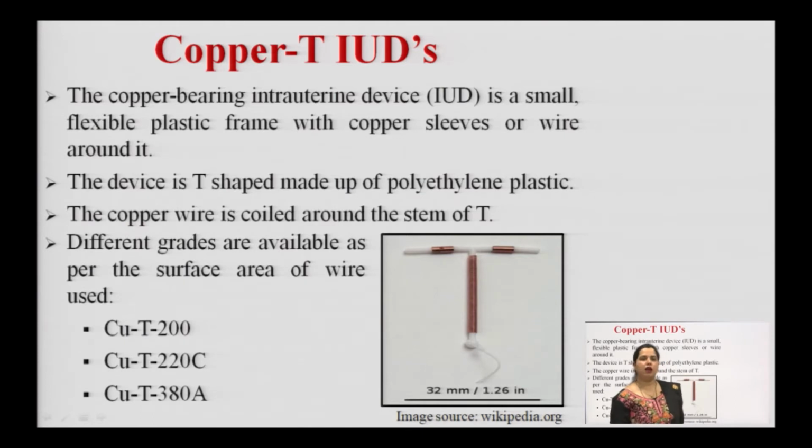Different grades are available as per the surface area of wire used. Surface area of wire used means how much copper wire is coiled on the basic stem. On that basis, these different devices are termed as Cu, copper T200, copper T220C and copper T380A, right.